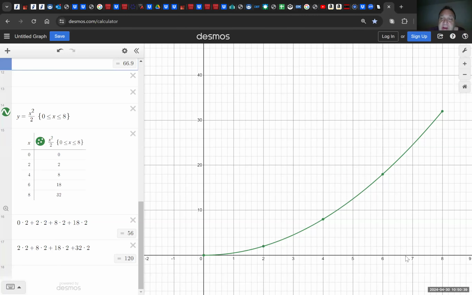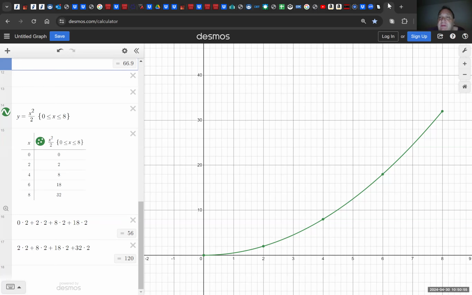I did actually draw this function from 0 to 8. And then I made a table from 0 to 8 counting by 2s. And here are my calculations on the left-hand endpoints and the right-hand endpoints and what I got for those.